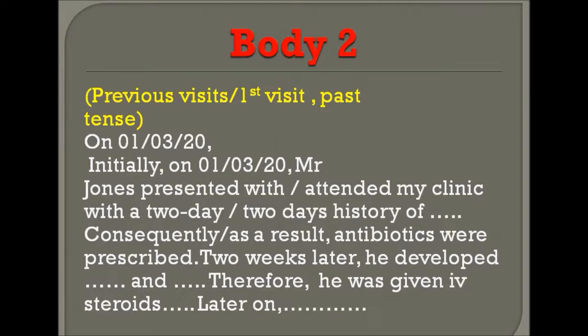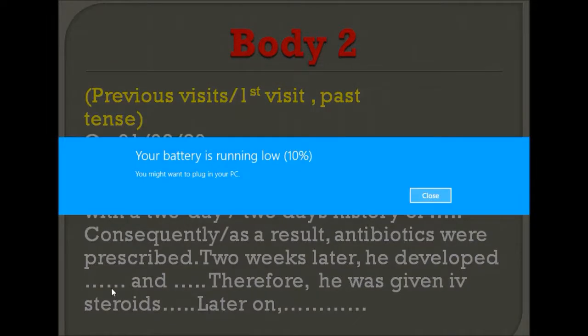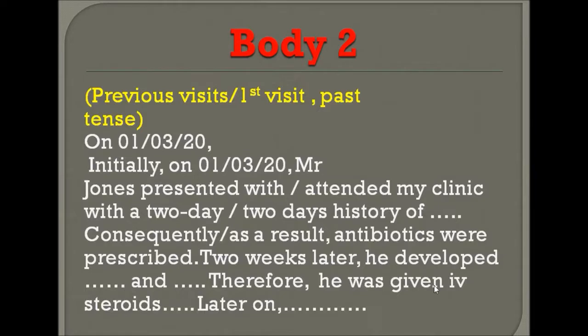What is the history of the patient? You will mention here. Okay, 2 days history of, and then you will mention consequently or as a result antibiotics were prescribed, he was given, he was commenced on. Okay, then you can write 2 weeks later. You will always put a comma here. He developed something like a dash and dash, therefore he was given IV antibiotics or IV steroids. Later on, comma, he developed dash dash dash too. So this is the template. In this way you will continue and continue.